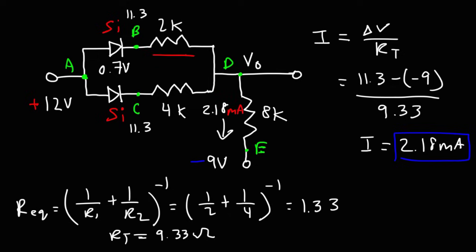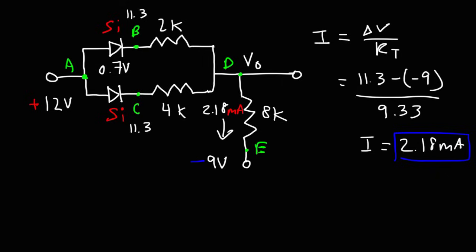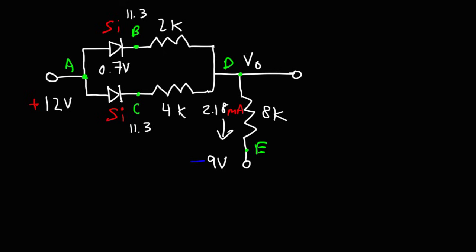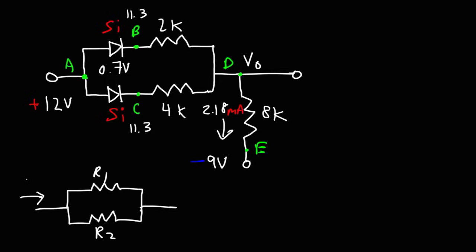Now, how much current is flowing through the 2 kilo ohm resistor and the 4 kilo ohm resistor? We can't just divide them by 2 because the resistor values are different. So what should we do in this case? When you have two resistors in parallel to each other, that is, they have the same voltage across each other, let's call this R1 and R2. If you know the total current that is either entering that branch or leaving that branch, you can calculate the currents flowing through each resistor.